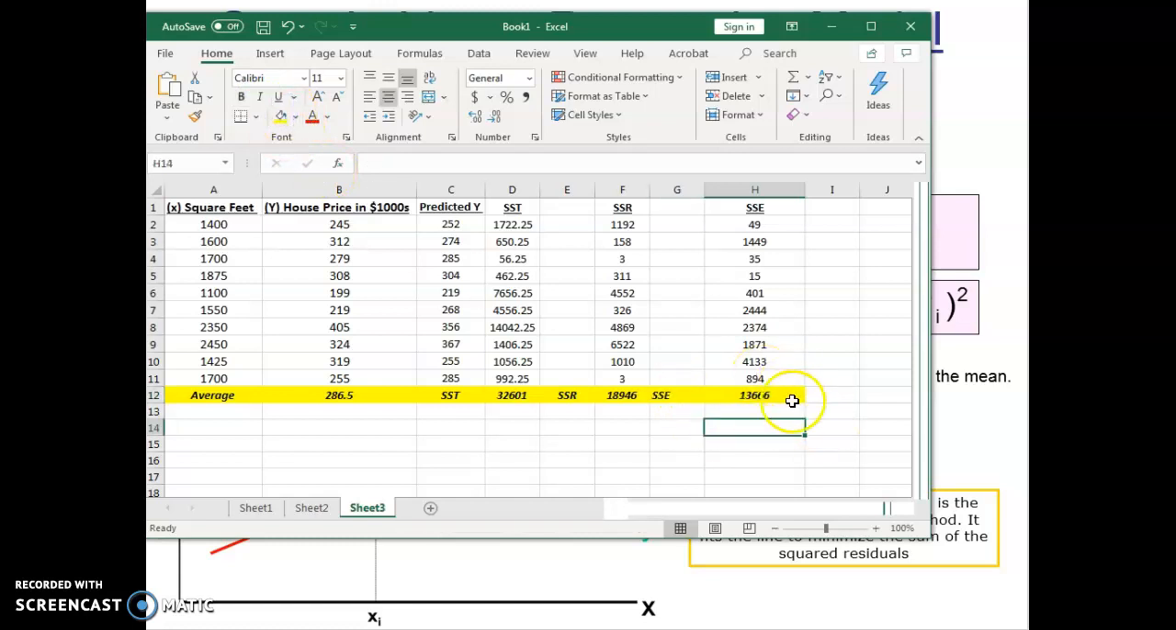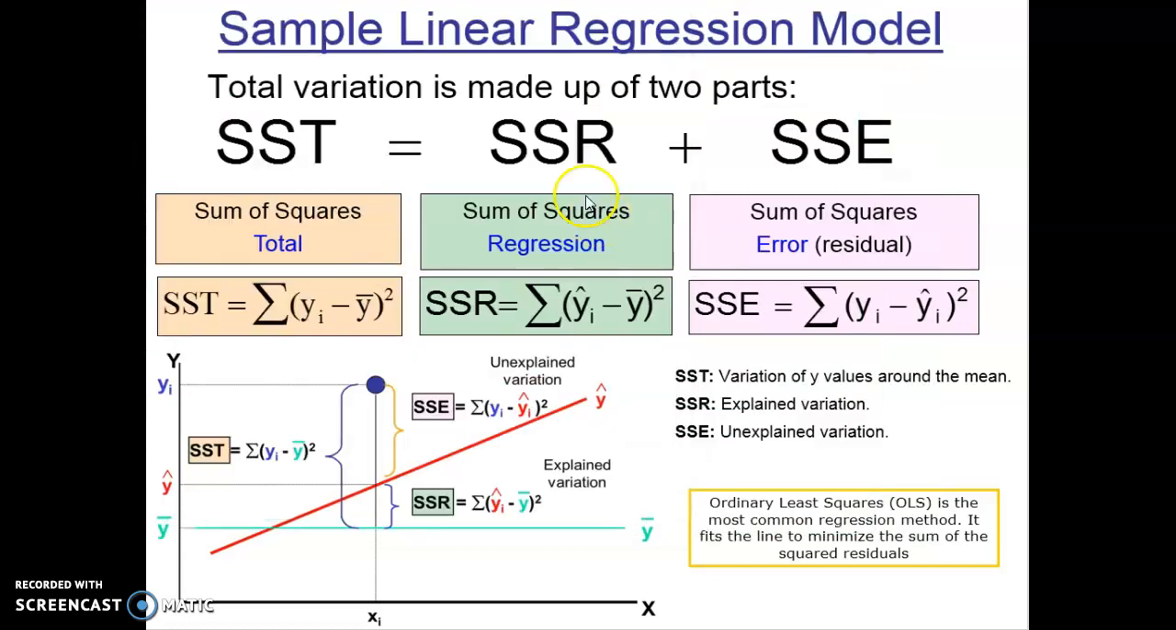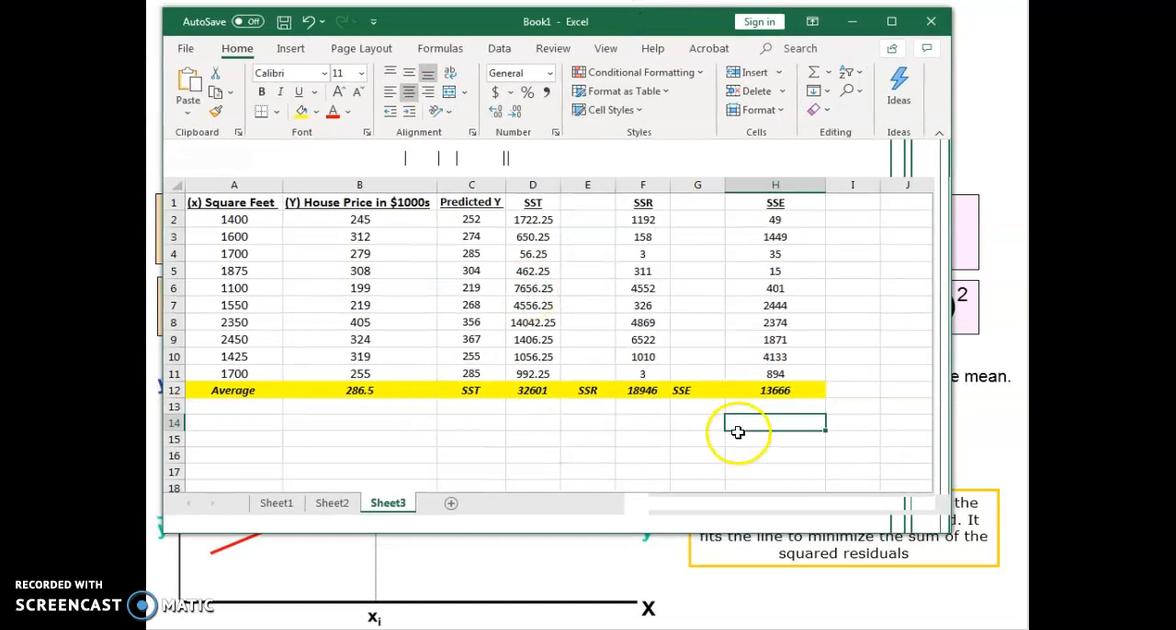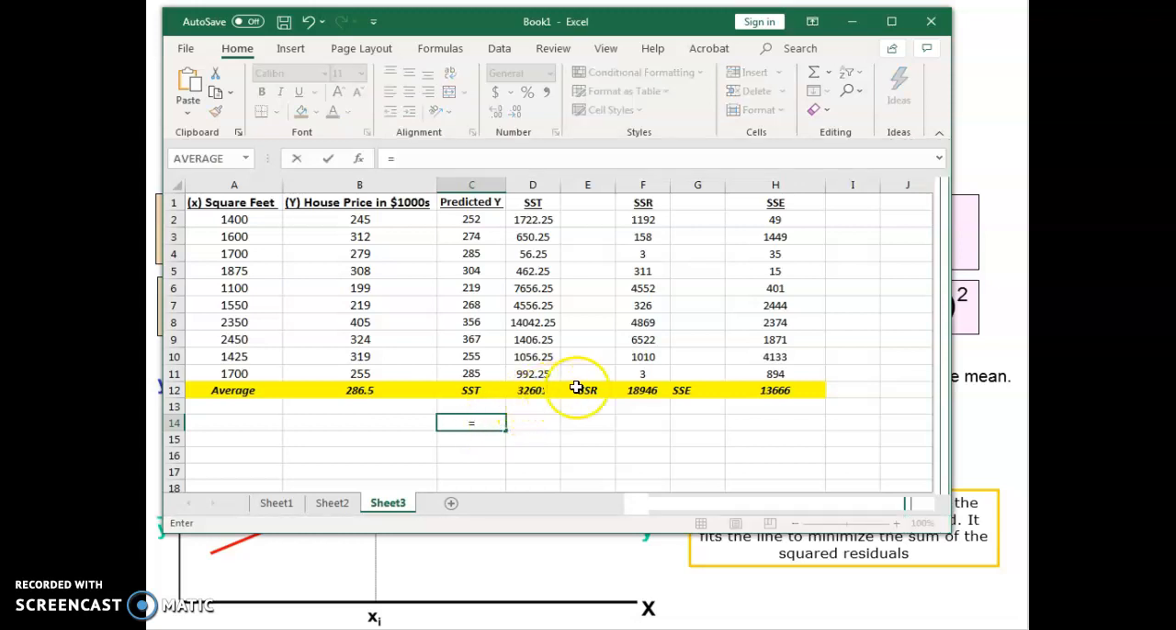Now, if you did this correctly, then you should find that the formula holds up, right? That the sum of squared regression plus the sum of squared errors equals the sum of squared total. So let's see if that's true. Let's say equals the sum of squared regression plus the sum of squared errors, and we get 32,612.